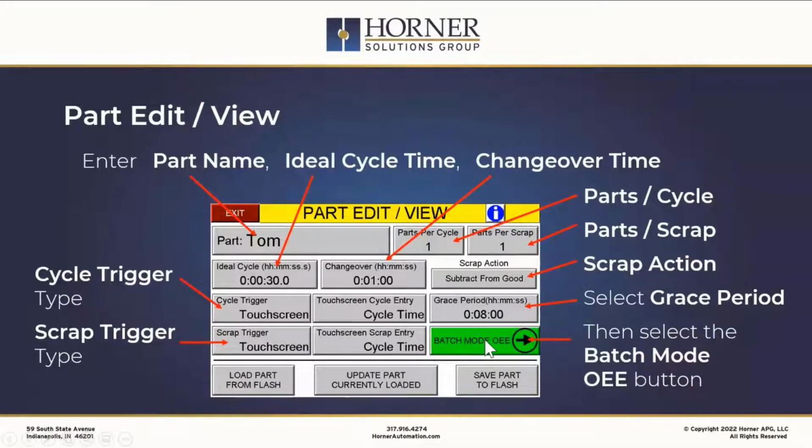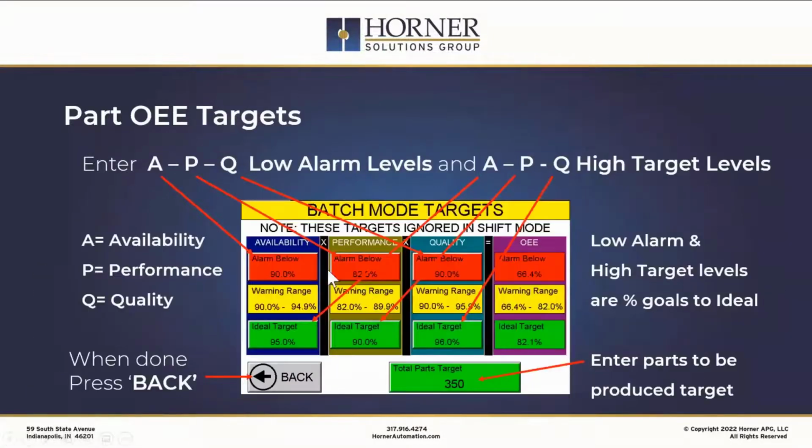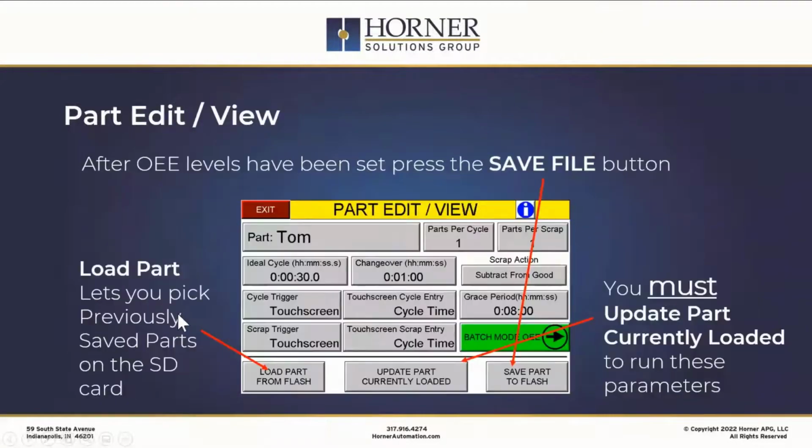And then the other parameter that gets set up in here is the batch mode. And this is a screen that lets you pick your ranges for your availability, performance, quality. And so you set the red and the green, the yellow automatically sits in the middle, and all of the OEE parameters automatically get calculated. Once you've done that, you can save that part to the flash card. You can load from any parts that have been saved previously. And then once you pick the one you want, you say update this part to run in the program. And that's what makes it a running parameter from this screen.